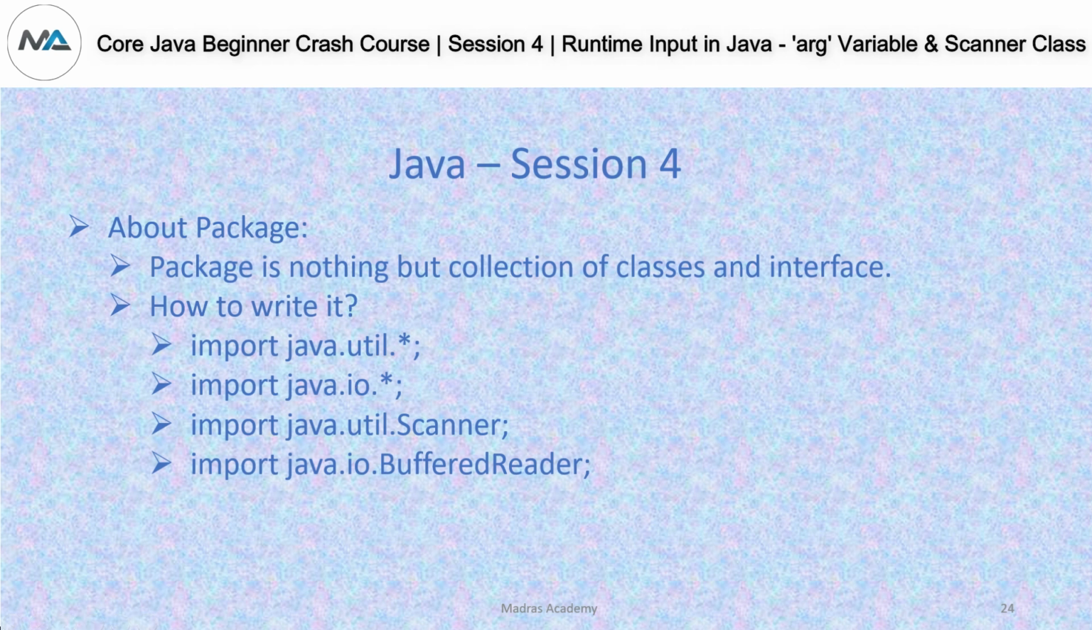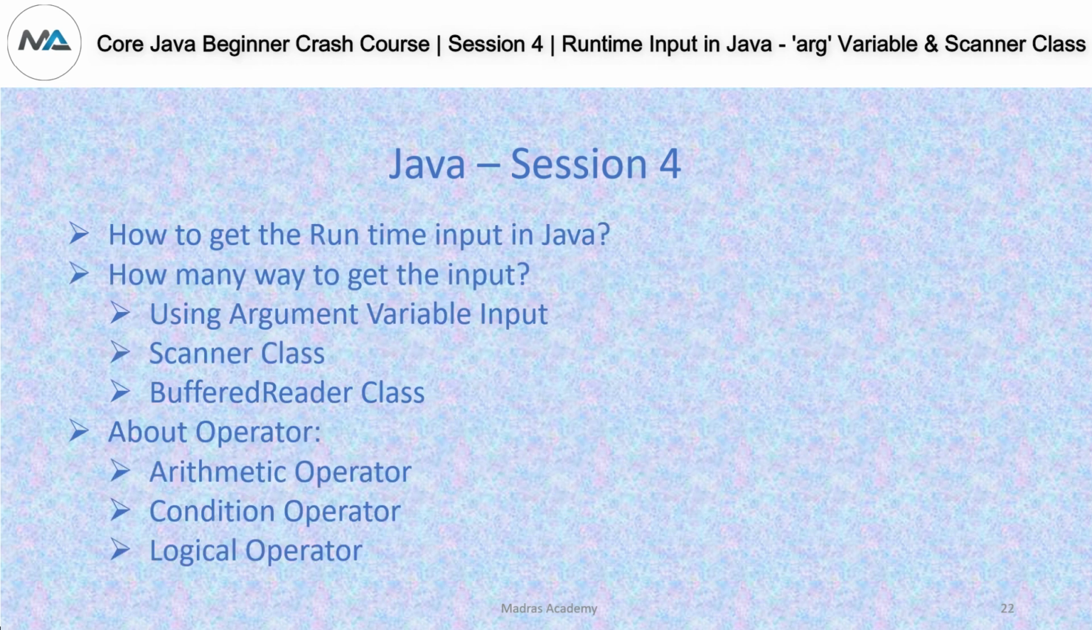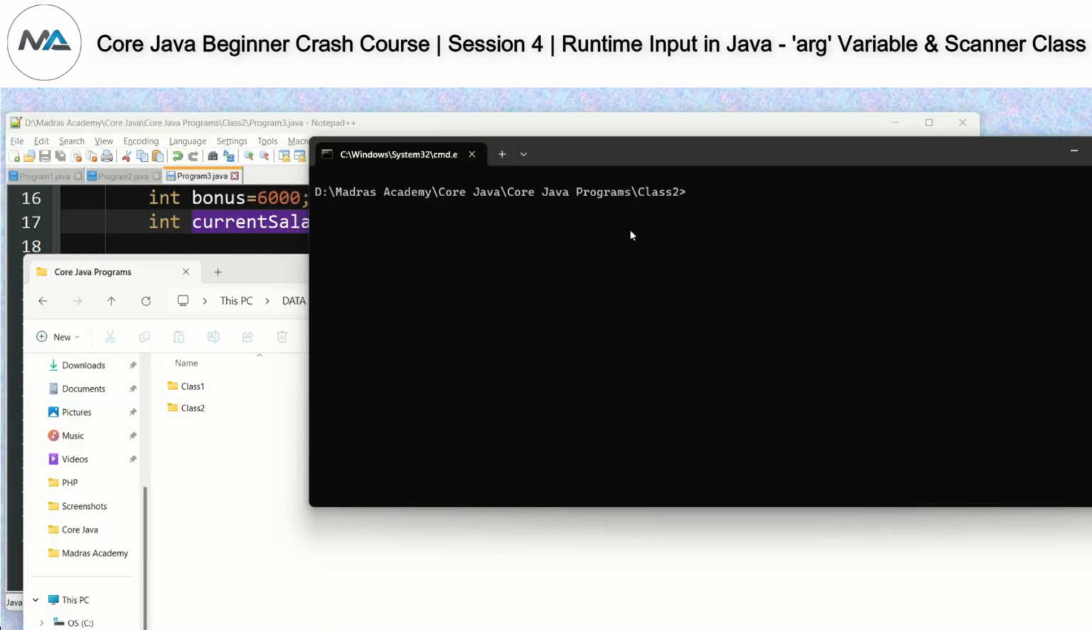Okay, so now using this, how to get the runtime input we'll see, one by one process. And first we will complete the argument variable input. And this is the third class, and here I opened the command window in the class 2 location. We need to go to class 3 in the command window. So for that, here I'm going to use cd .. that means change directory.